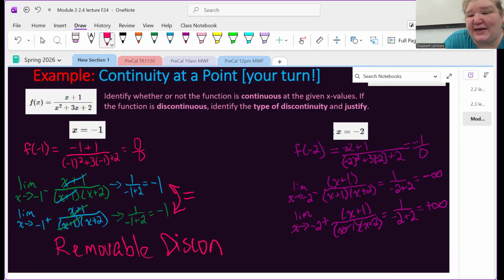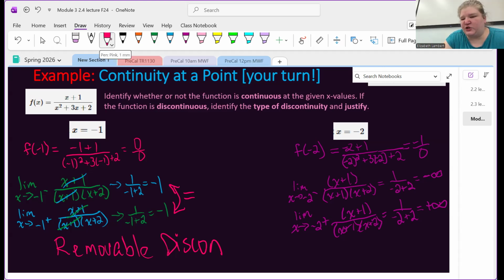Now, when we go to plug in -2, we get -1/0. That's also discontinuous. But when we have a number over 0, what we're going to see is that creates an infinity situation. Now, then the question remains, is it positive infinity or negative infinity? And you actually have to play around with it a little more.